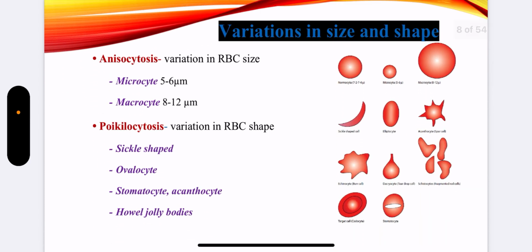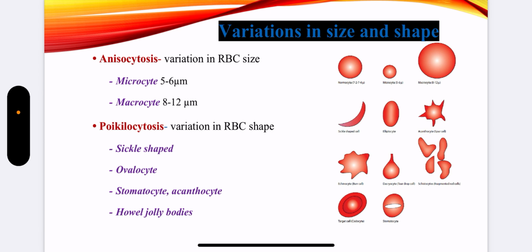Now about the variation in the size and shape of these cells. There are two terms. First is anisocytosis, in which there is a change in the size of RBC. We discussed that the normal size of RBC ranges from 7.2 to 7.4 micron, so the term is normocyte for this. If the size becomes less than that, the term is microcyte. If the size becomes larger, the term is macrocyte. Micro means small, macro means larger.